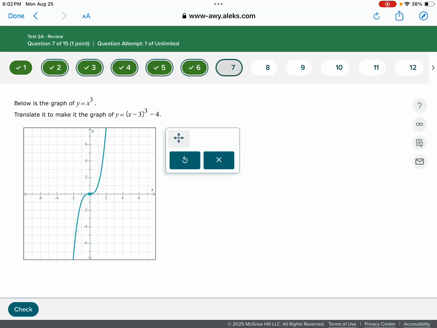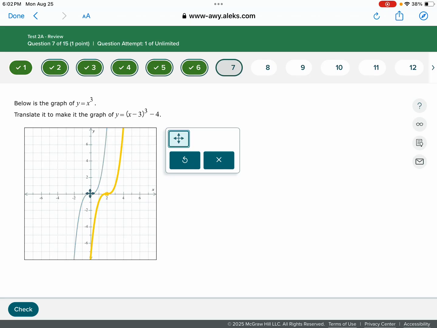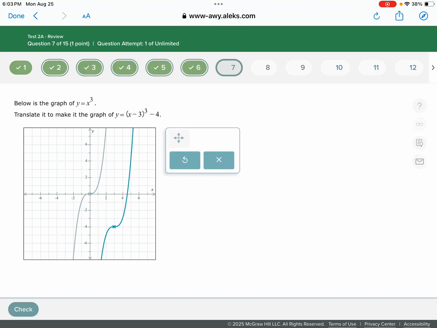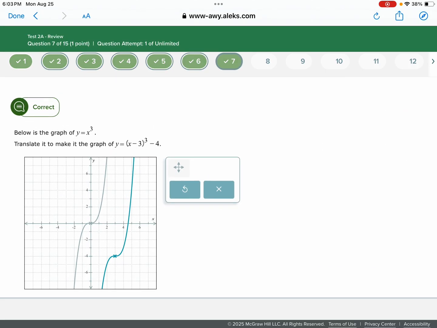For 7, below is the graph of x cubed. Translate it to make the graph of (x minus 3) cubed minus 4. We haven't really talked about cube functions, but we're not going to do anything differently. We're just going to grab this point right here and move it. Minus 3 on the inside would be to the right 3, and then we're going to move it down 4: 1, 2, 3, 4. So we don't need to change how we've been doing this all along. Let's go ahead and check that. And we're good. Let's go to question 8.